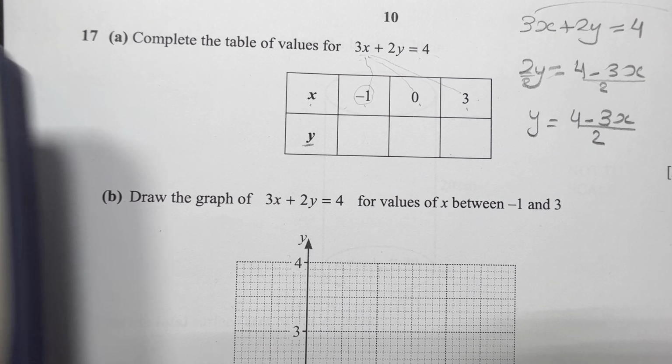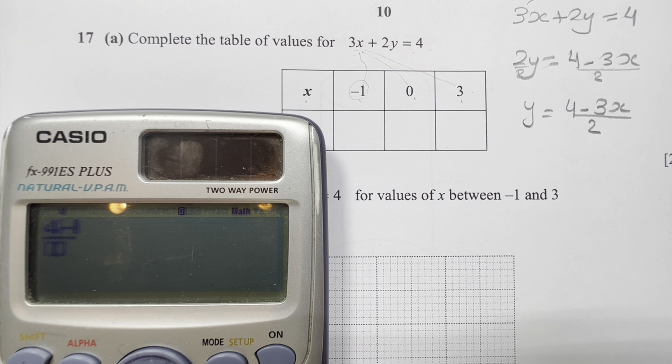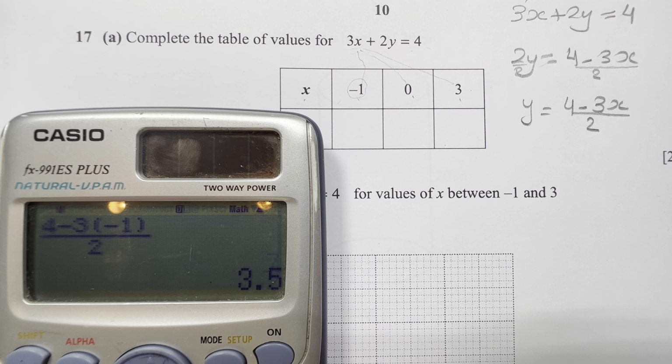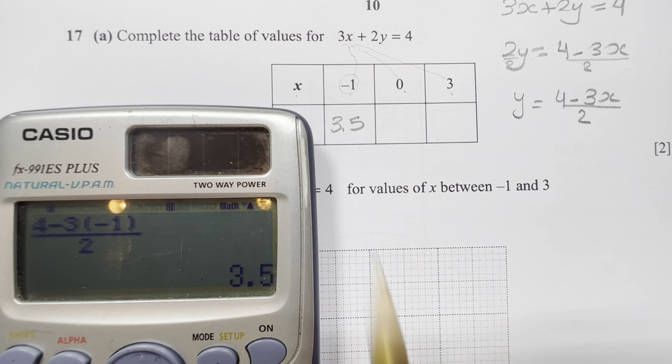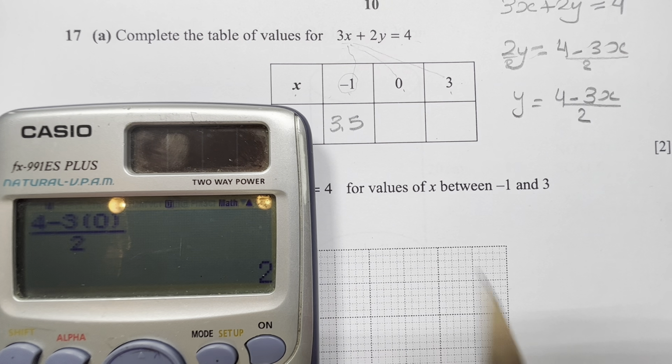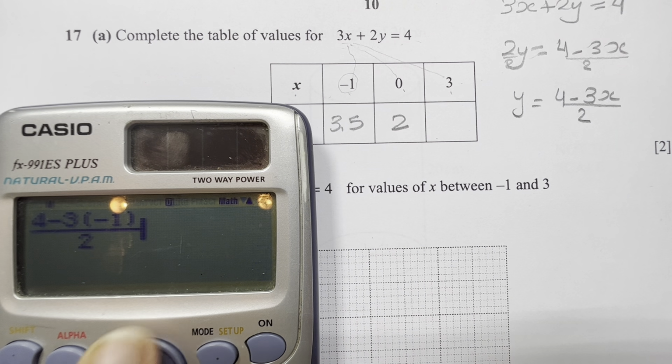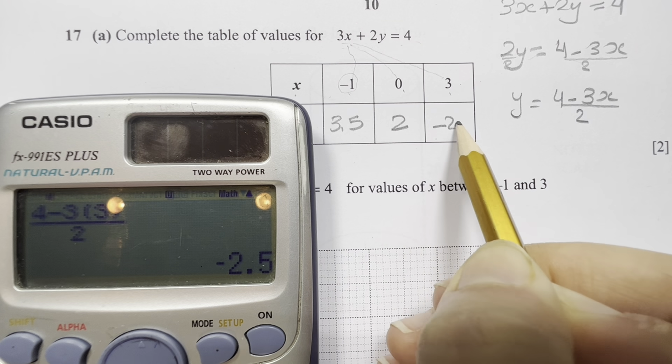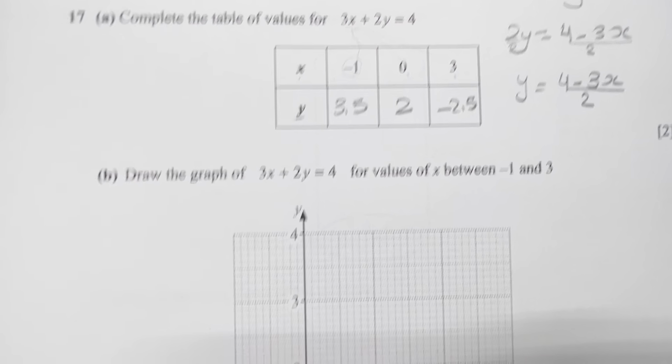Look here, put x equal negative 1. So here, 4 minus 3 multiplied by negative 1, and divide by 2. The answer directly will be 3.5. Then go here and change this negative 1 into 0. The answer will be 2. Go up again and change this into 3. The answer will be negative 2.5. Don't waste your time.